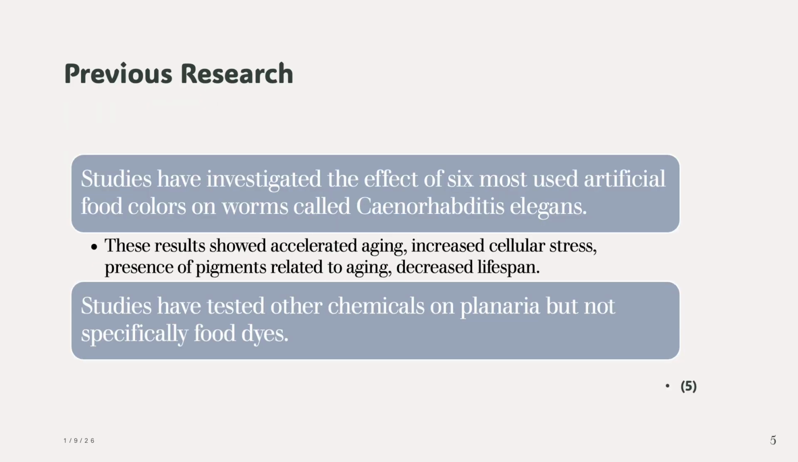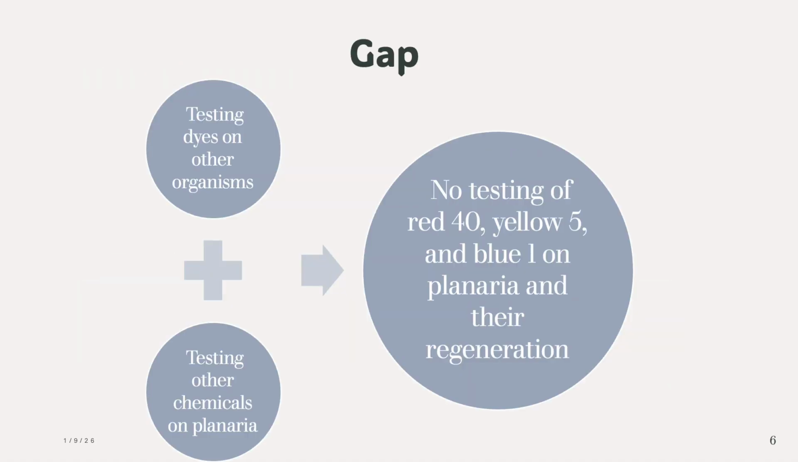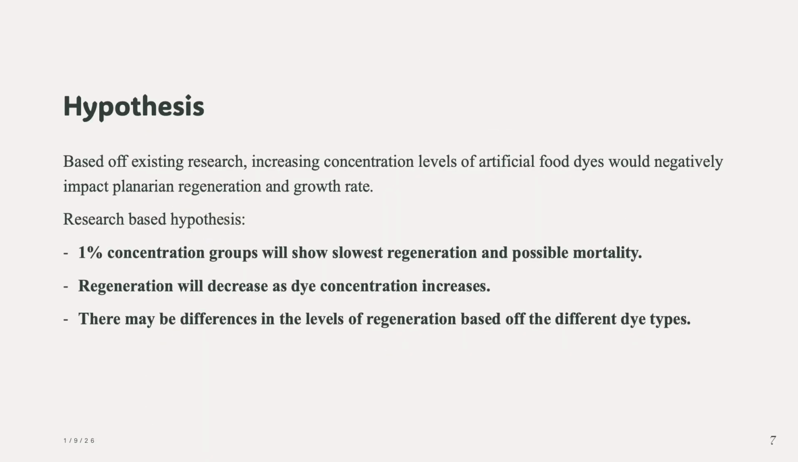Previous studies have investigated 6 artificial dyes on other worms and have tested other chemicals on planaria, but not these specific food dyes. This leads to my project of testing red 40, yellow 5, and blue 1 on planaria regeneration. My hypothesis is that the 1% concentration group will show the slowest regeneration and possible mortality. Regeneration will decrease as dye concentration increases, and there may be differences in regeneration based off the different dye types.